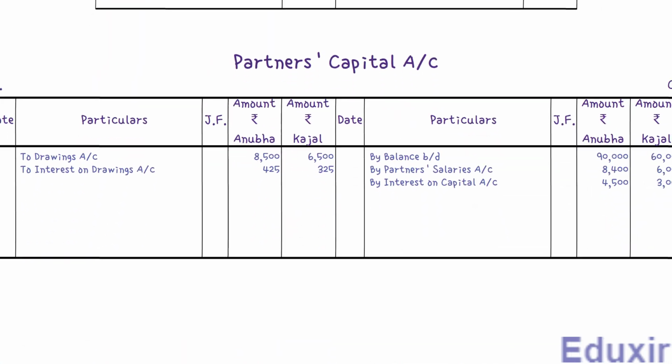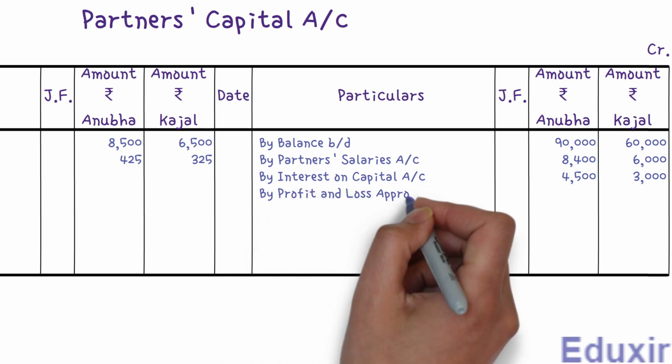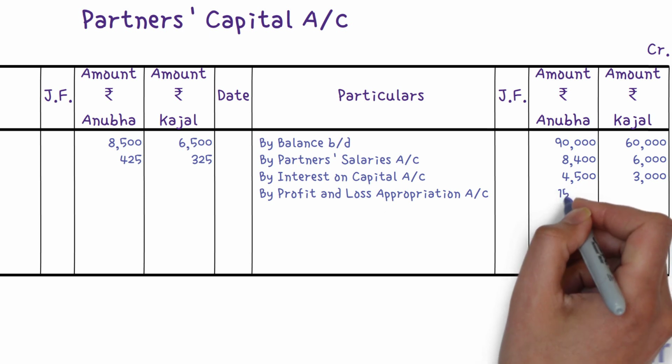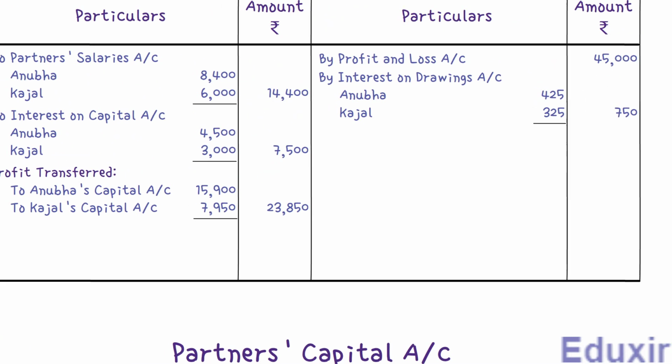Let's now post the corresponding credit entry into the partner's capital account. Let's first write by profit and loss appropriation account into the particulars column on the credit side. Let's then write the partner Anubha's share of profit, which is 15,900 rupees, into the corresponding amount column. Let's then write the partner Kajal's share of profit, which is 7,950 rupees, into the corresponding amount column. With that, we have completed the posting of the credit entry related to the transfer of the profit from the profit and loss appropriation account to the partner's capital account individually. In fact, we have completed the posting of all the entries related to the partner's accounts. So, it's now time to find the totals, balance the accounts, and close the books.